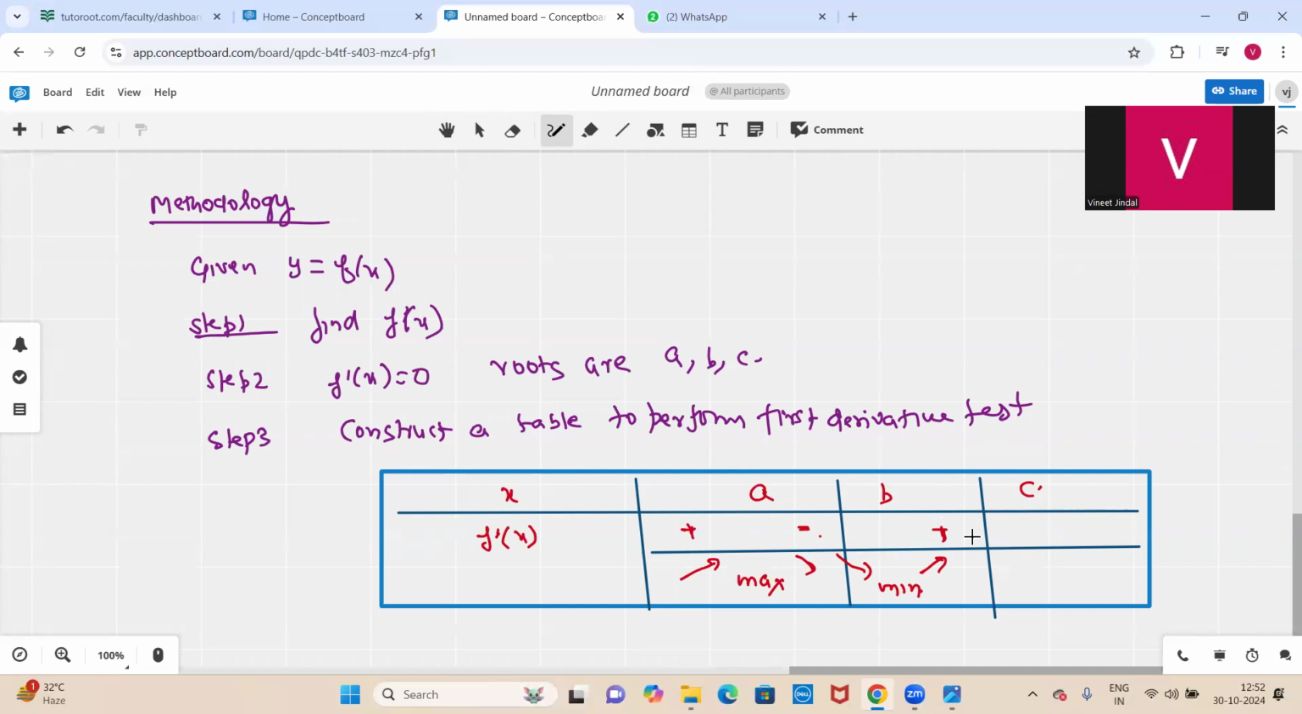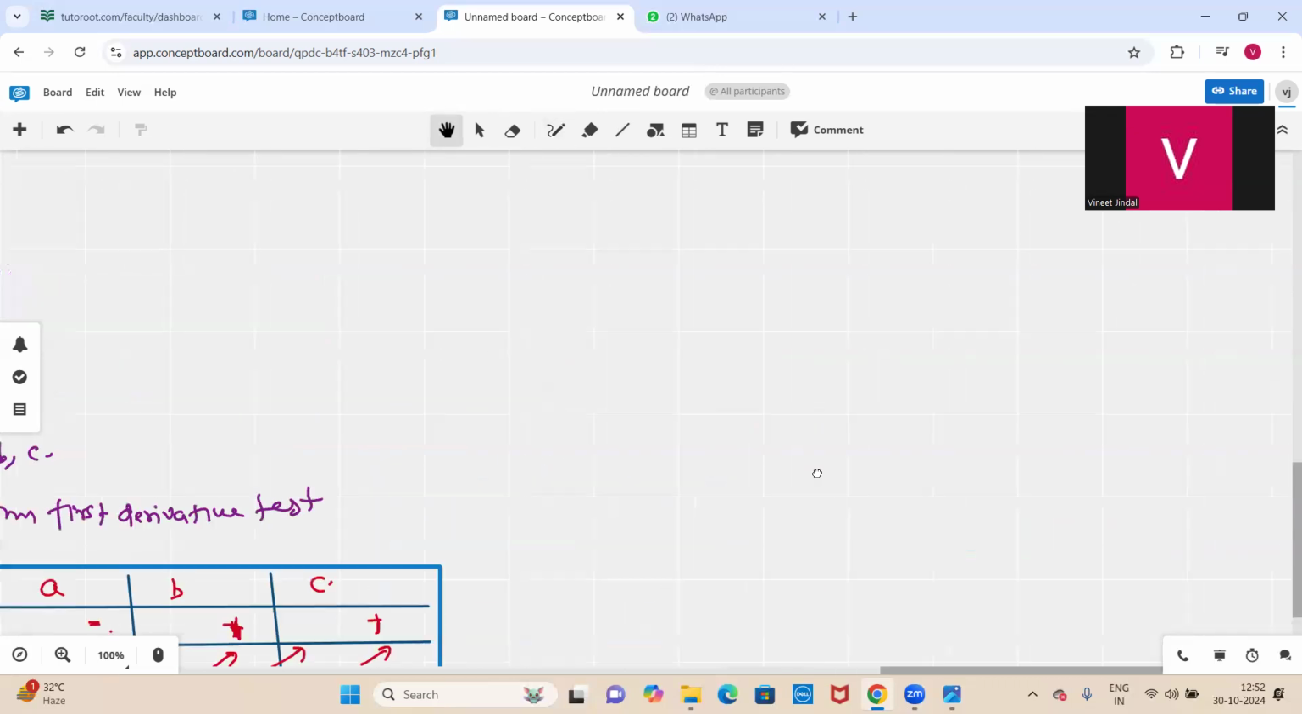Suppose at C, before C, the derivative of the function is positive, and after C also the derivative of the function is positive again. So it goes up and again goes up. So it is nothing. There is no point of minima or maxima at point C. So this is the methodology, and based upon that, we are going to solve one example.